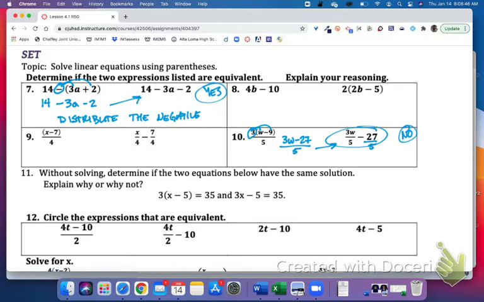Because minus 27 needs to have a denominator of 5.